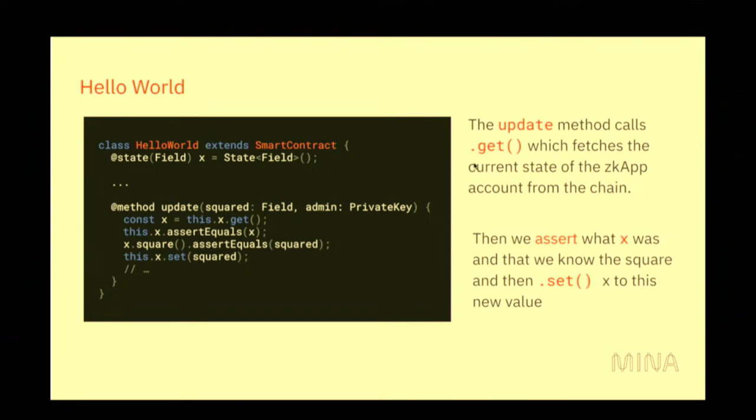So the update method in this case calls get, which fetches the state from the Mina blockchain, and then we also assert that x is equal to its square, and then we set that equal to the new value of x on chain.